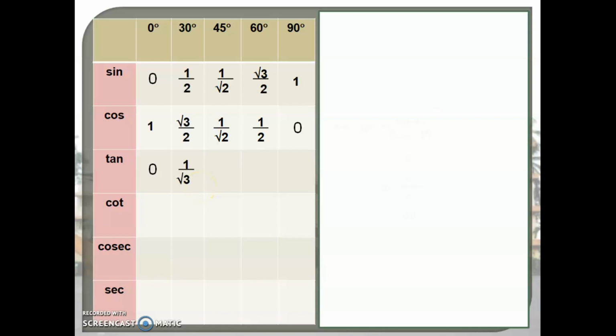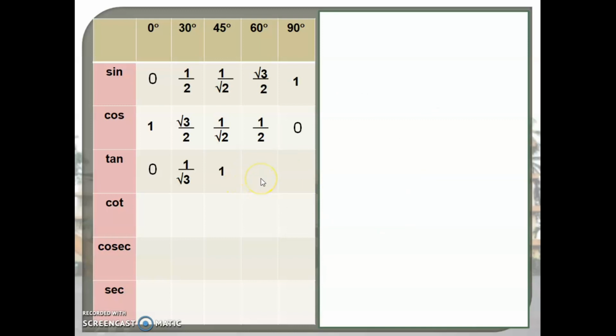Next we'll begin with tan 45 degree, which is sine 45 upon cos 45. You can take from the table these two values of sine 45 and cos 45 and substitute. So we get 1 upon root 2 divided by 1 upon root 2. So the answer is 1. Thus we get in the table the tan 45 value as 1.